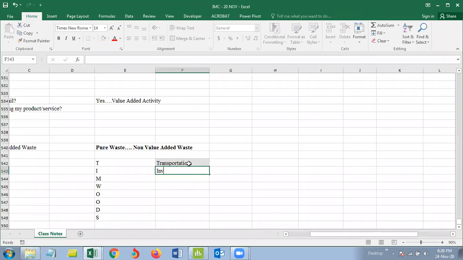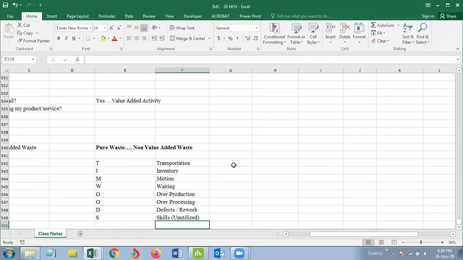Transportation, inventory, motion, waiting, overproduction, overprocessing, fix, or you can call it rework. And this is skills. And when I say skills, I mean unutilized skills. Now, let's quickly have a look at each and every type of waste.